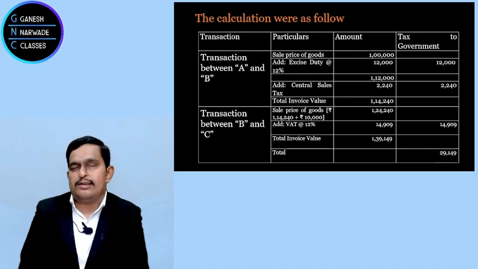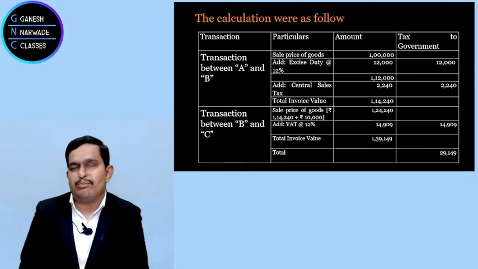Now B sold the goods to C. B sold it to whom? C. Now B totally paid 1 lakh 14,240. Will he actually collect the same from C? The answer is yes. So 1 lakh 14,240 he will collect.